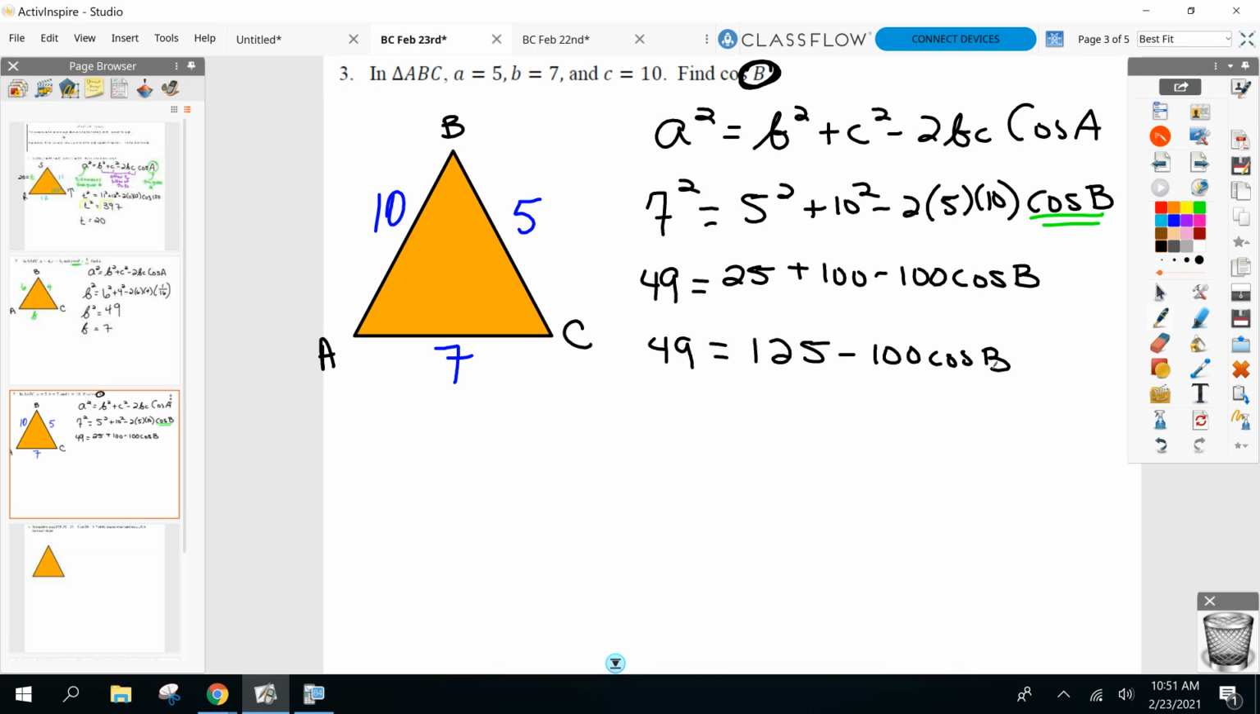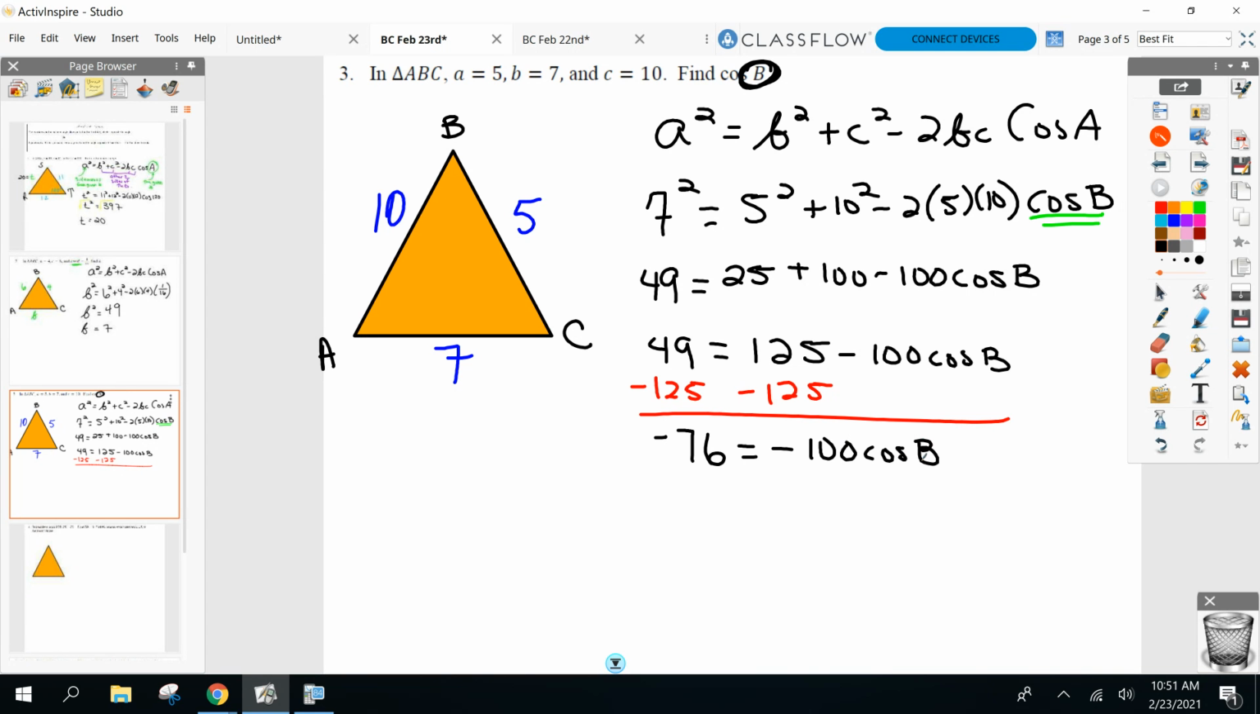Move the 125 over. Good. Subtract it over, everyone. Subtract the 125 over. We're getting there. Negative 76, I think. Equals. All right, be careful here. Common mistake. What's left on the right side? Yes, negative. Don't drop the negative. I don't know for what reason kids drop the negative all of a sudden. It's negative 100 cosine B.